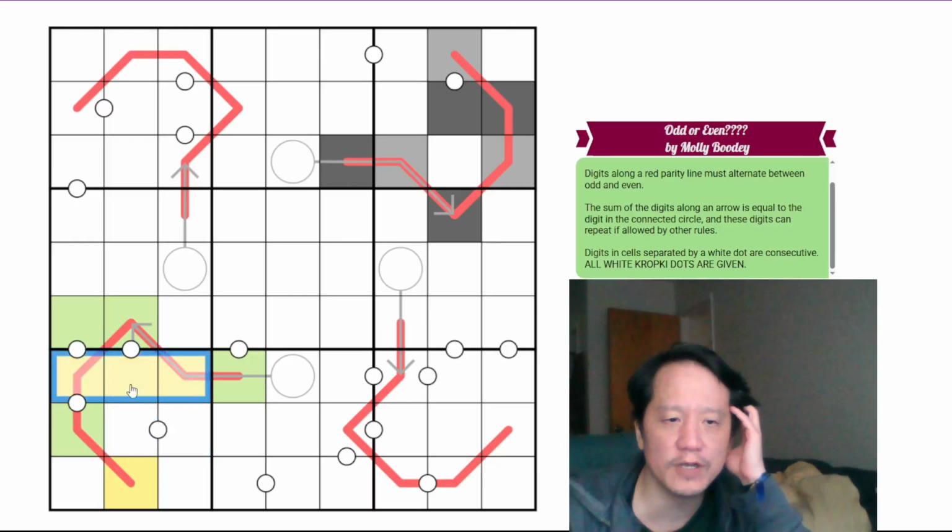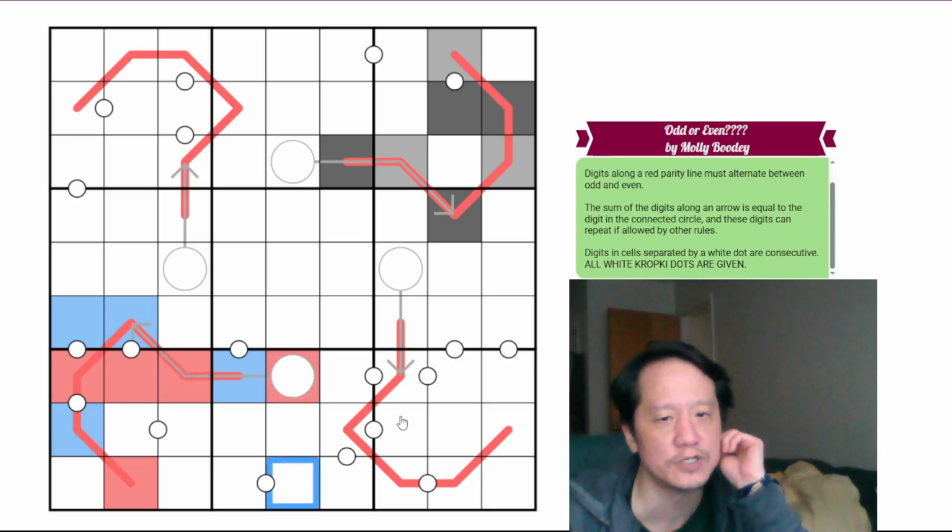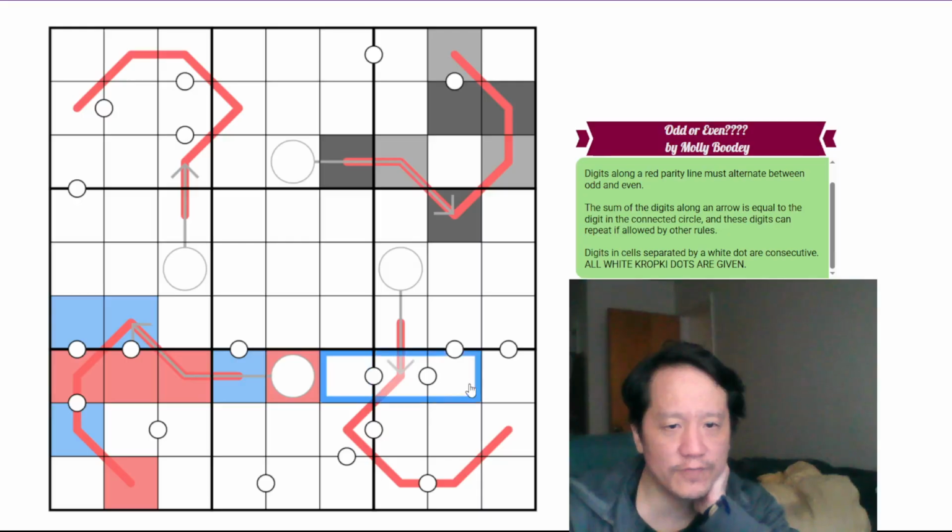But we have a guaranteed 5 yellows in this box, which means these must be odd digits. So these must be even digits, right? So we have an even plus an odd plus an even digit. That's 2 evens and 1 odd, which means that sums up to an odd digit here. Therefore, we can't have 2 odd digits in this set of consecutive digits, so this must be odd, which forces both of these to be even.